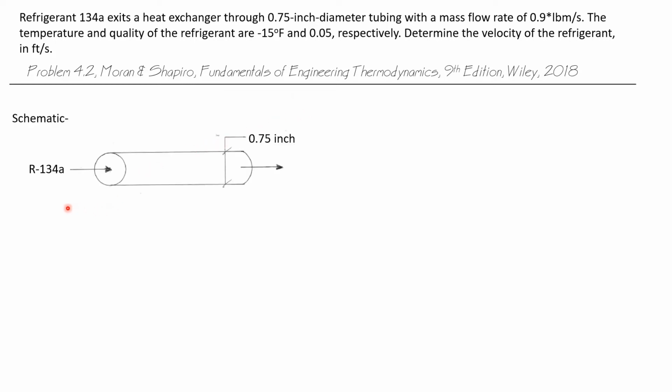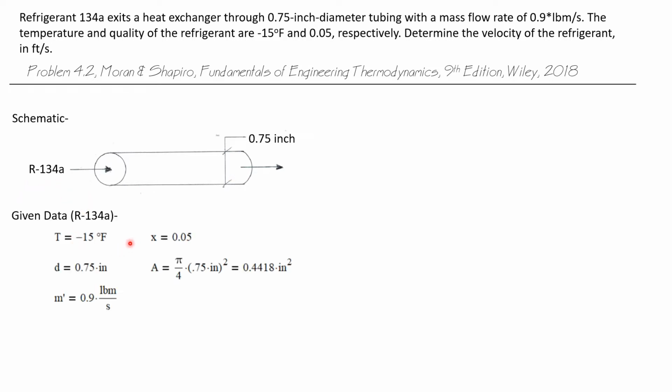So let's look at this problem schematic. We've got a piece of tubing that has an inside diameter of 0.75 inch, and flowing through it is our 134A. The properties given are the temperature being minus 15 degrees Fahrenheit, and the quality is 0.05. We know the diameter, so we can calculate the area, which is just pi over 4 d squared. So we get the area of this tubing is 0.4418 square inches. And the mass flow rate is 0.9 pounds mass per second.